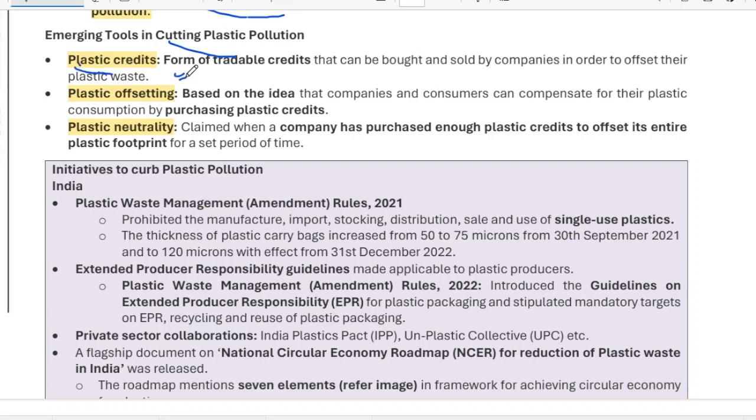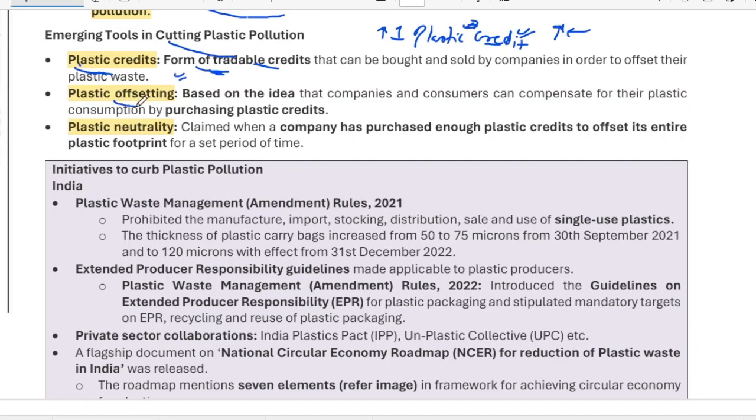Plastic credits are the same as carbon credits. It can be in the form of tradable credits. If a person or a company gets one plastic credit, it can produce up to one plastic credit's worth of plastic. If it exceeds, then it has to buy some plastic credits from other companies. So this is the same concept as carbon trading.